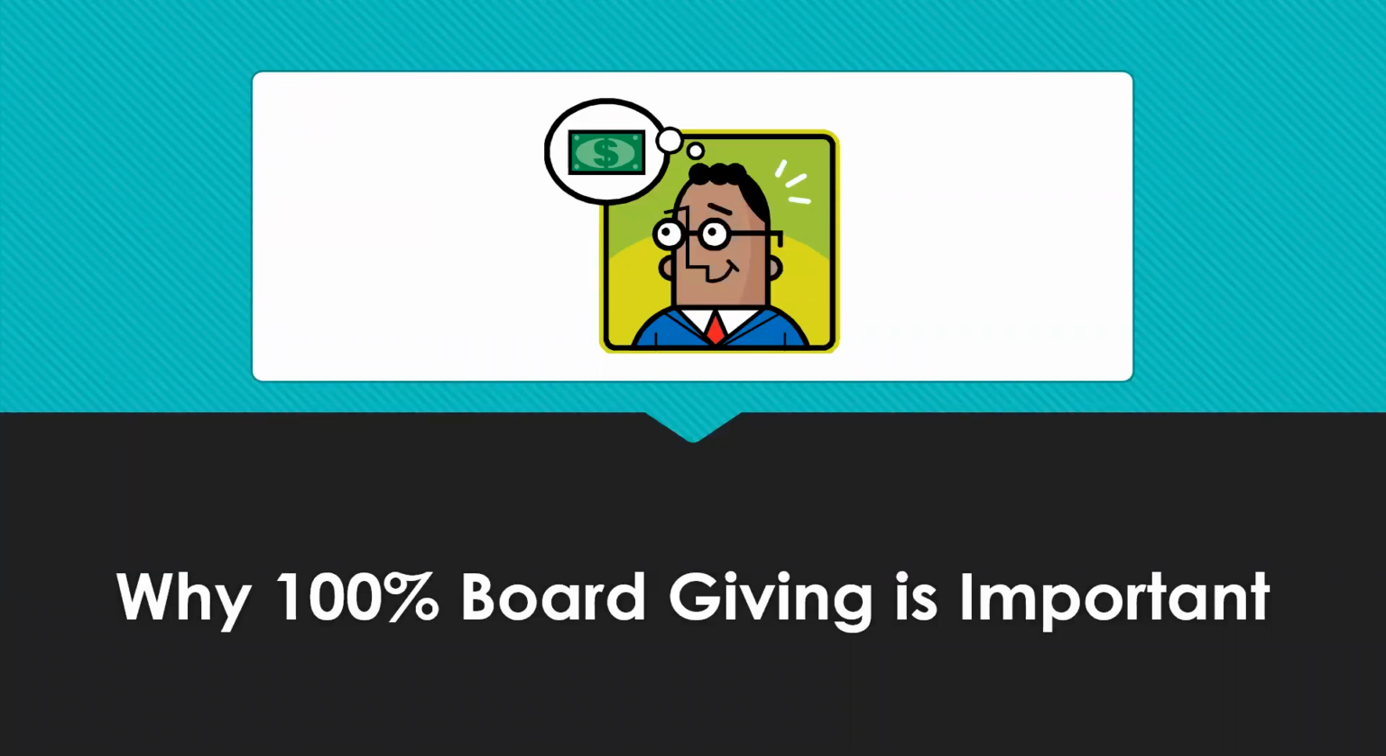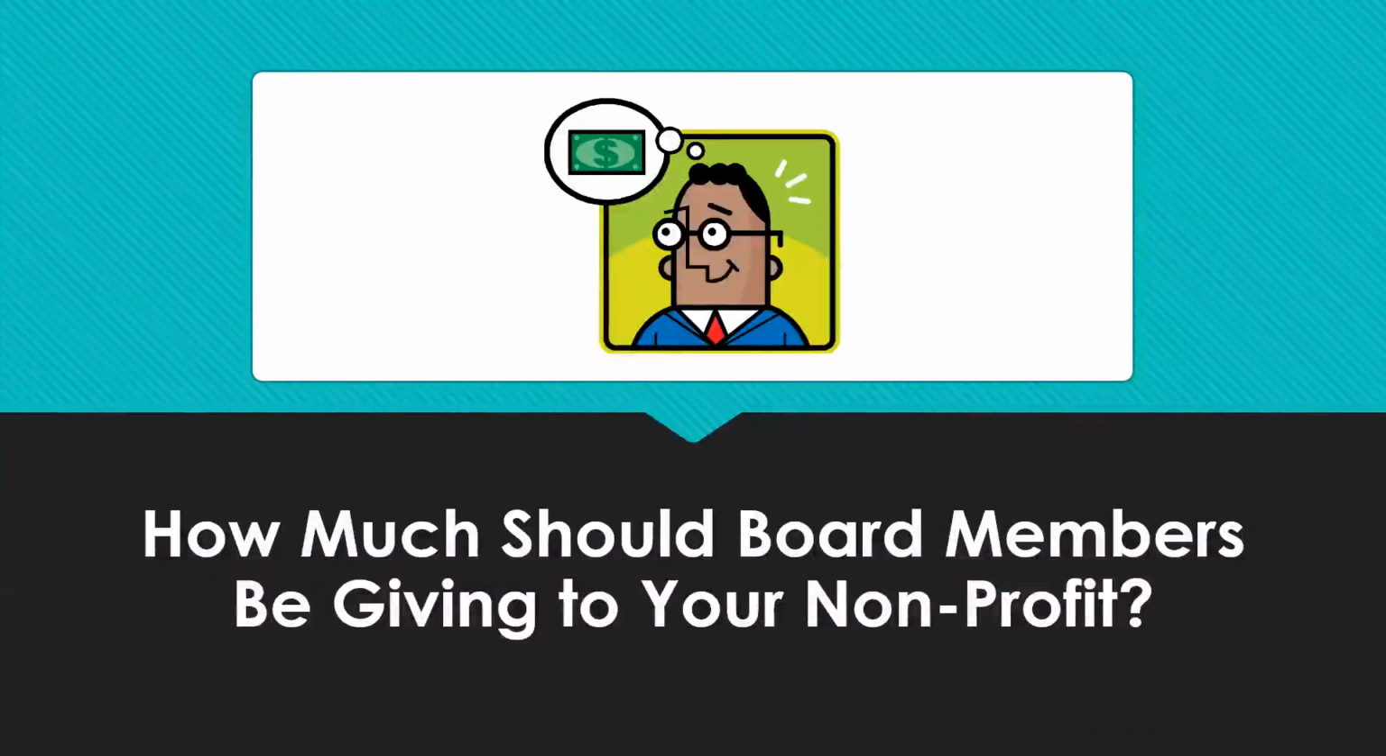When board giving is less than 100%, it makes donors, including foundations and other institutional givers, wonder whether something might be wrong at the organization that they don't know about. So how much should board members be giving? Well, that depends on your organization and on that particular board member. Some nonprofits like to set specific numbers for how much their board members should be giving each year. Other nonprofits set a number for how much their board members should be giving or raising each year. Both of those methods can work well if done right.